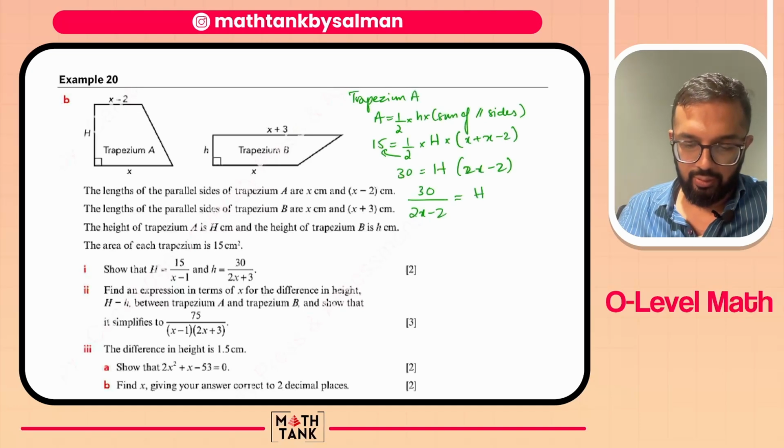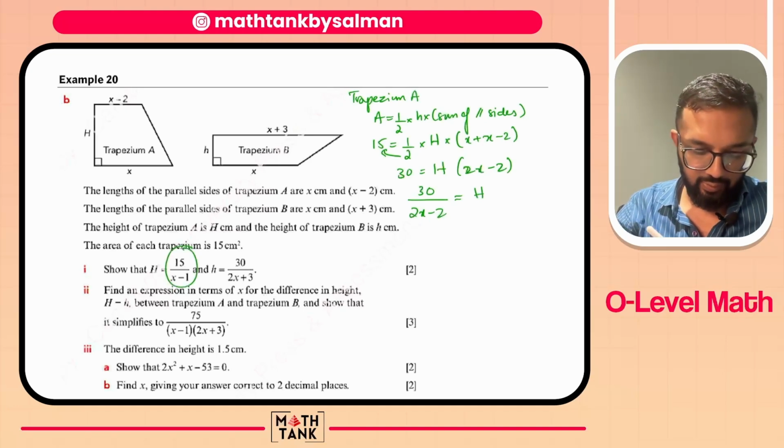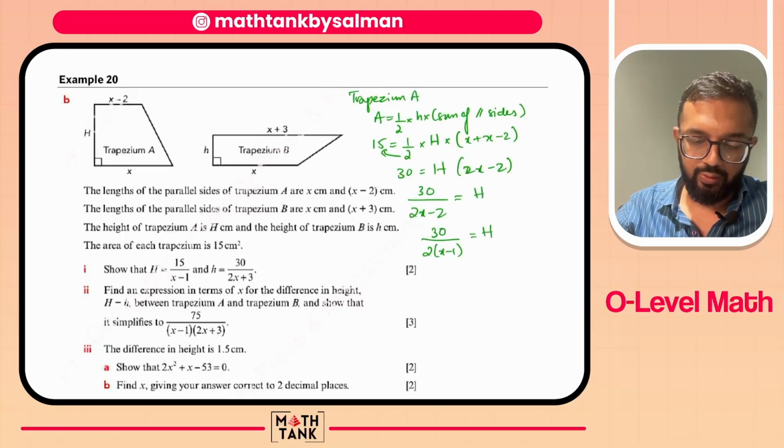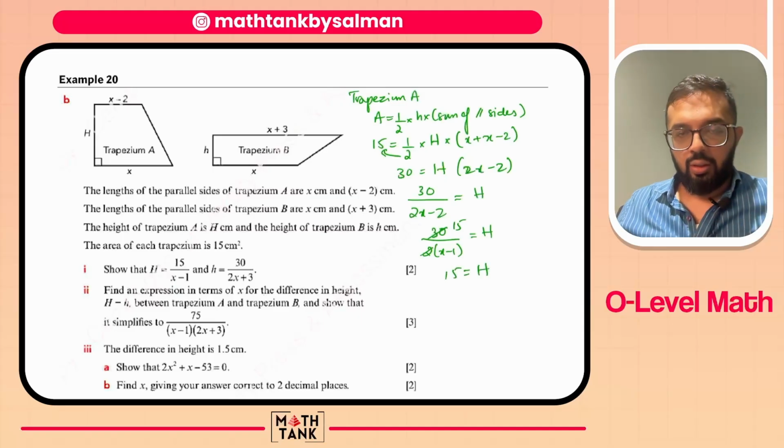Now, the interesting part is that this is different. How is it different? I see there is a 2 factored out from the denominator. So I get 15 over x minus 1 equals H.